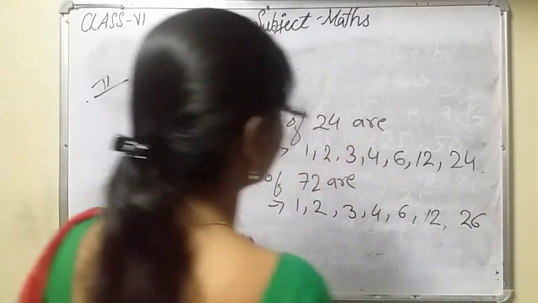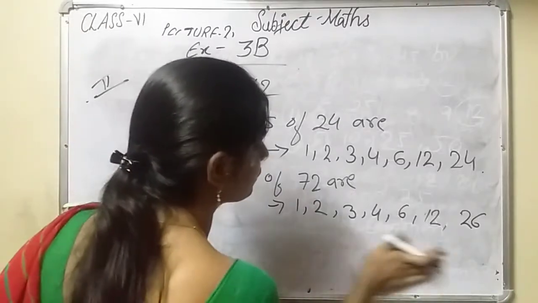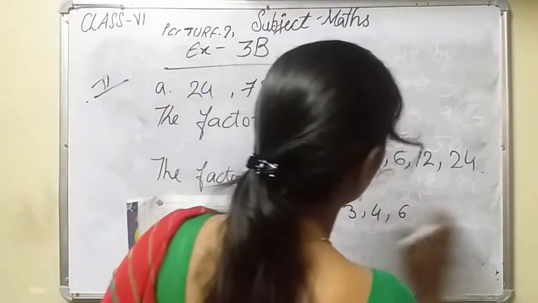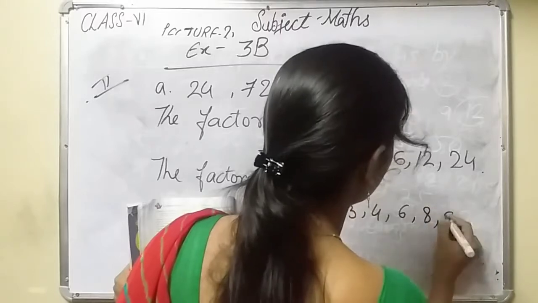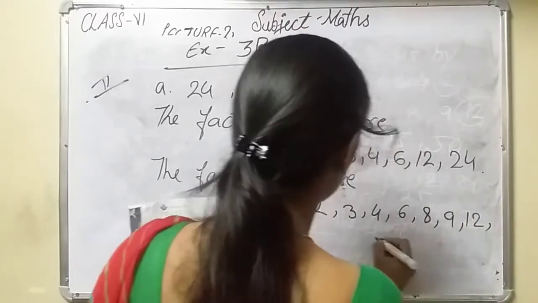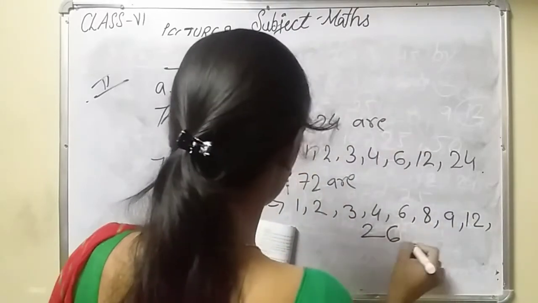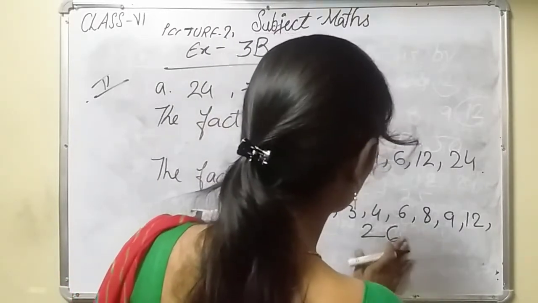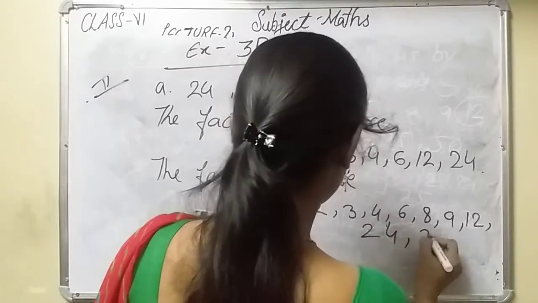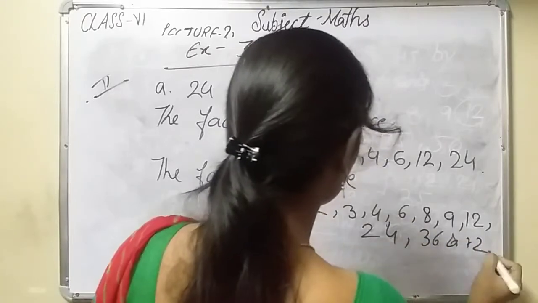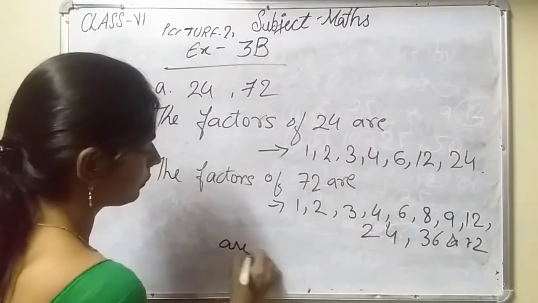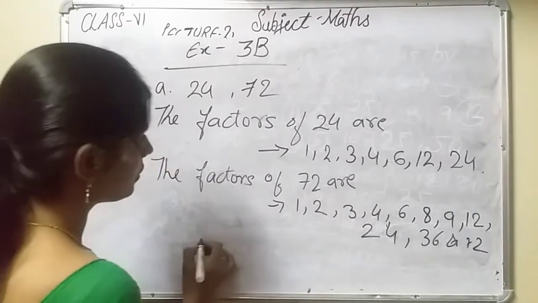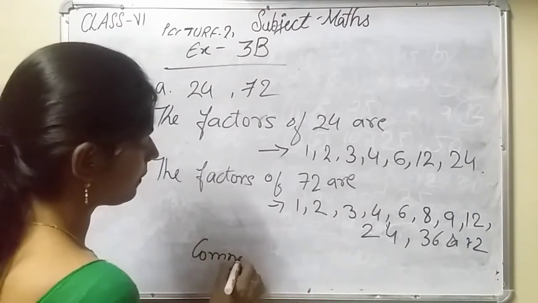8, 9, 12, 36 and 72 are the other factors. Now see, which are the common factors we have to find here.